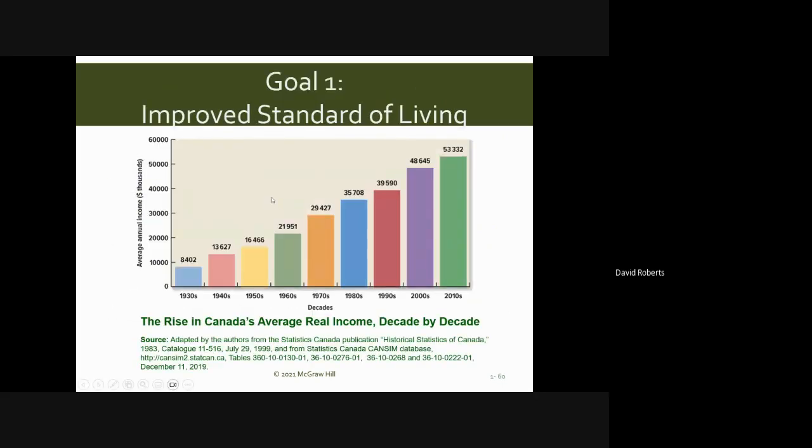So we're going to see a number of graphs here looking at standards of living. Standard of living in Canada has gone up. Real income, by the way, is you take the nominal amount and you subtract inflation to get the real amount. So if you have a 5% raise and inflation is 3%, you really gain 2. That's what this looks at. So this standard of living has gone up in Canada substantially over the years.